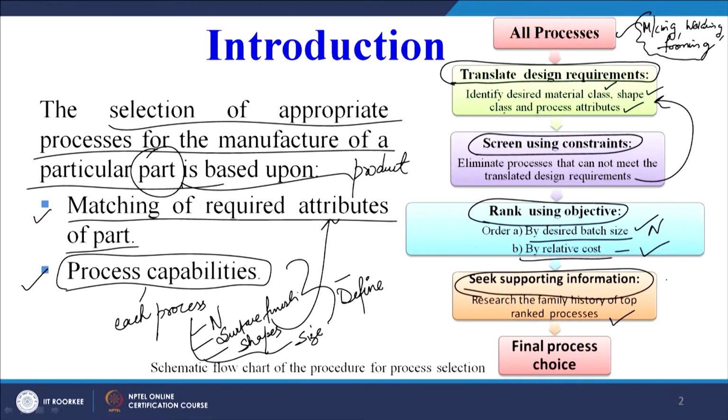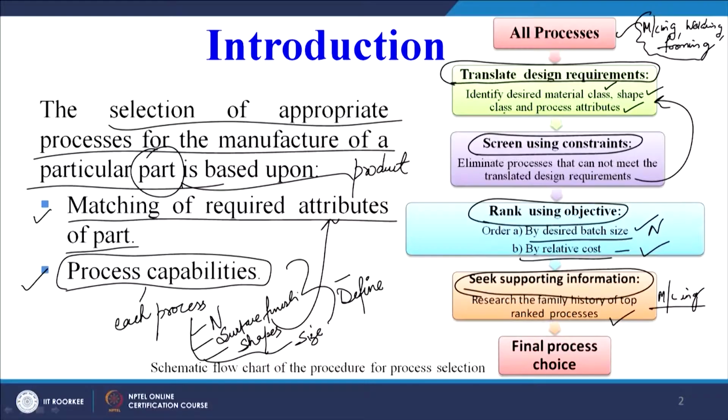Now, suppose we are left here with machining. So, we will see that only one process is left, we will try to do the research related to the top ranked process. Here we are selecting only one process, maybe it is coming as the top ranked process. There can be another situation where 2 or 3 processes are among the top ranked. So, then we have to see the relative advantages, disadvantages and the history of these processes.